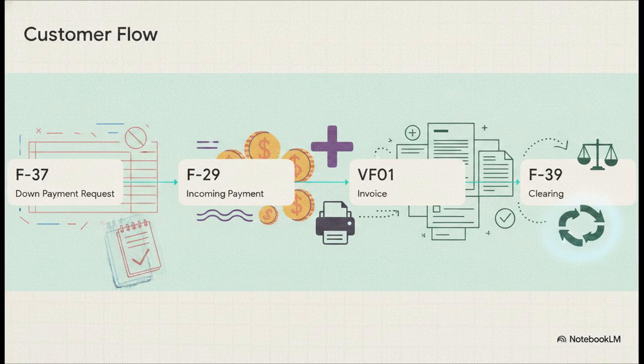Notice how Step 1, the F37 down payment request, is just a noted item. This is absolutely crucial to remember. A noted item does not update the general ledger, and it doesn't affect the balance sheet. It is purely there for payment tracking. The real financial action happens at Step 2, with the F29 incoming payment. After that, your user will generate the invoice using VF01, and finally, clear the advance against that invoice using F39.